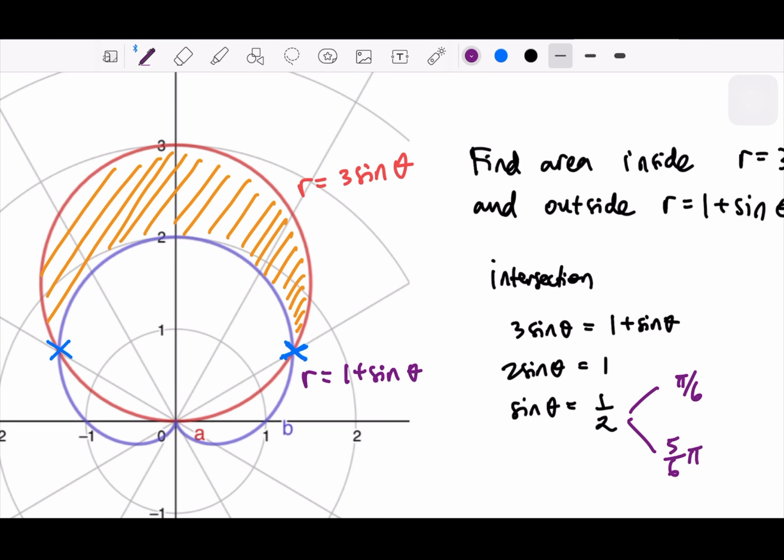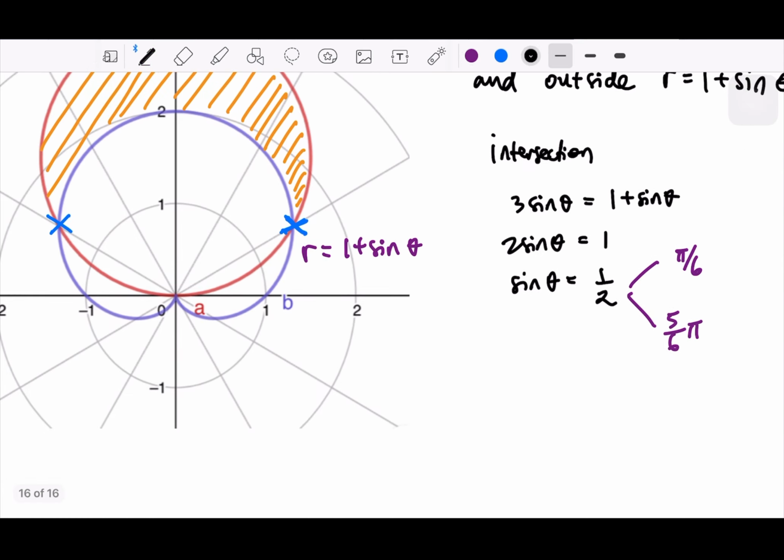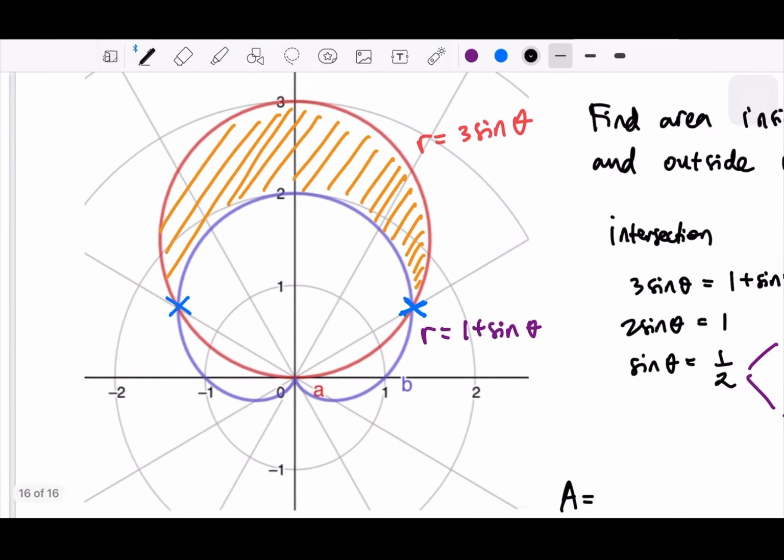The difficult part in most polar curves is to imagine from the graph and then transform into our formula. That's the difficult part. The formula that we are going to use is just half r squared d theta. It's always like that. So the area of polar here will be A.